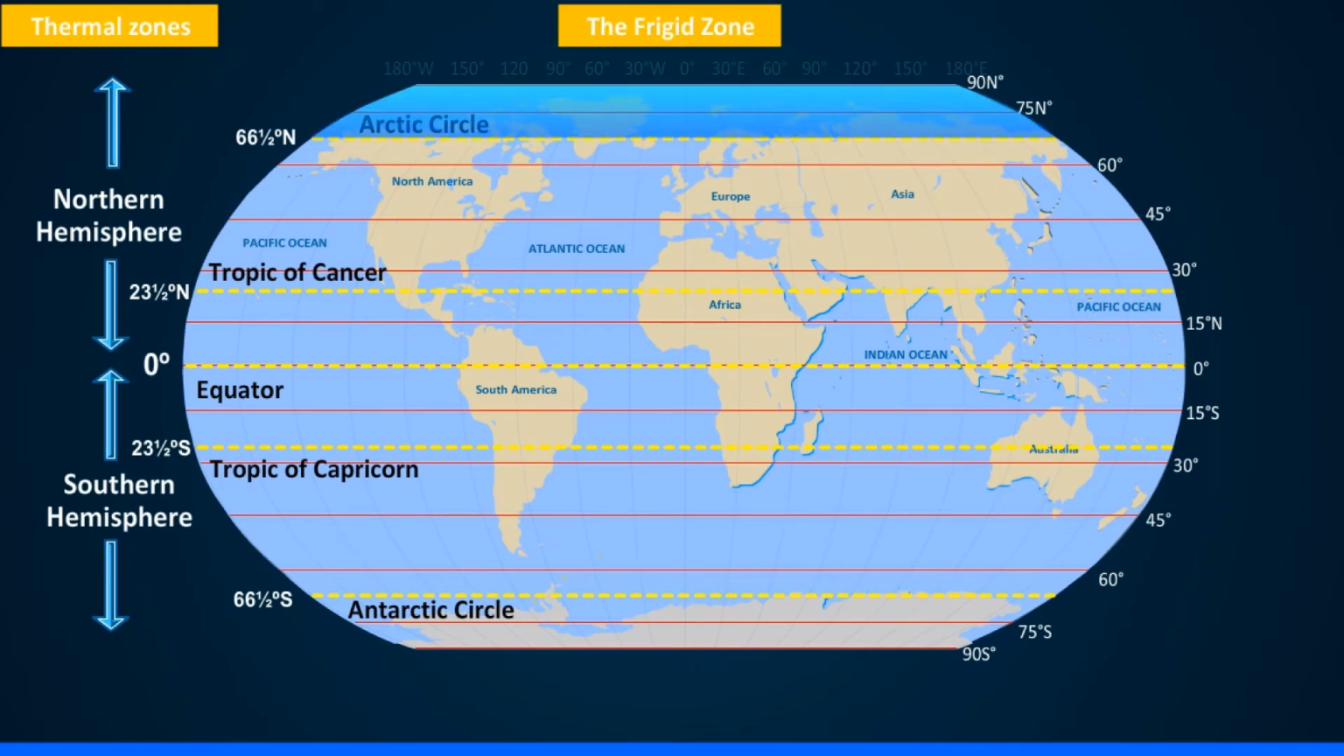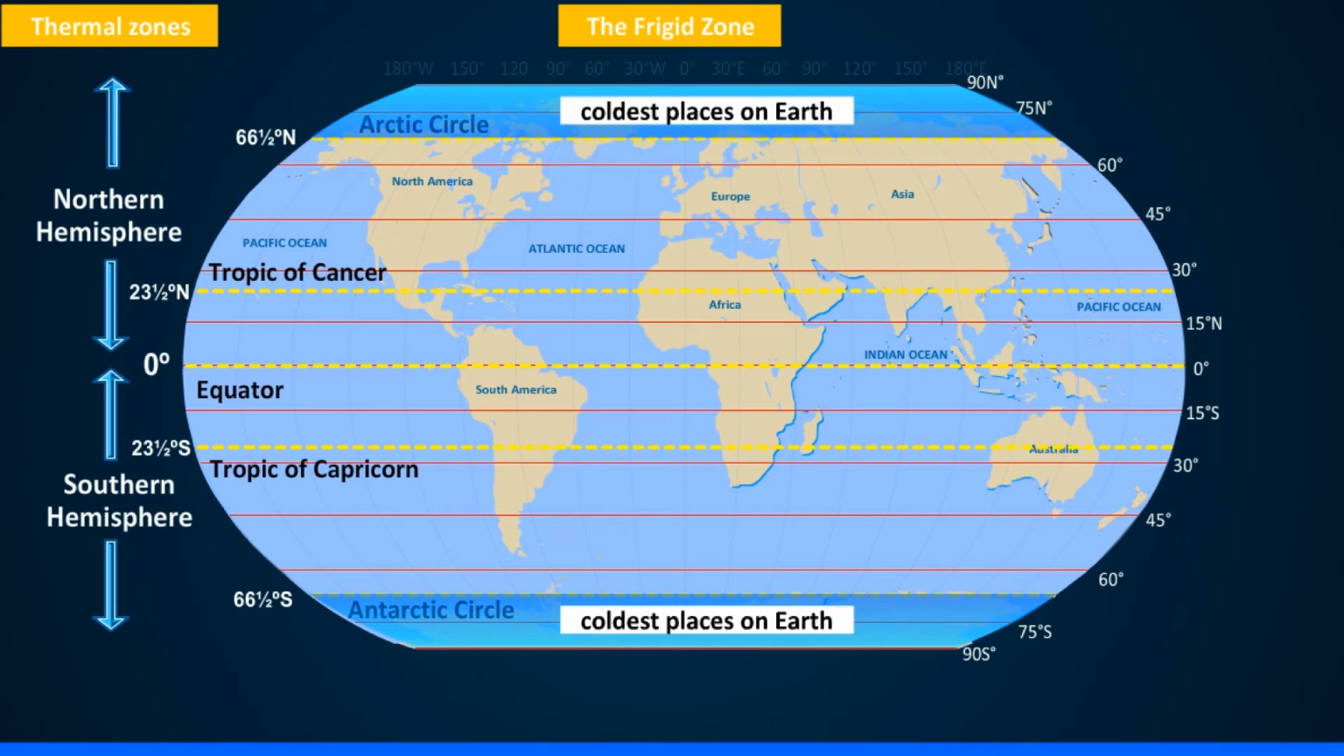The Frigid Zone lies between the Arctic Circle and the North Pole, and the Antarctic Circle and the South Pole. These regions are permanently frozen because they receive extreme slanting rays of the sun. This zone is regarded as the coldest on Earth since the sun hardly rises above the horizon. It has 6 months of daylight and 6 months of night.